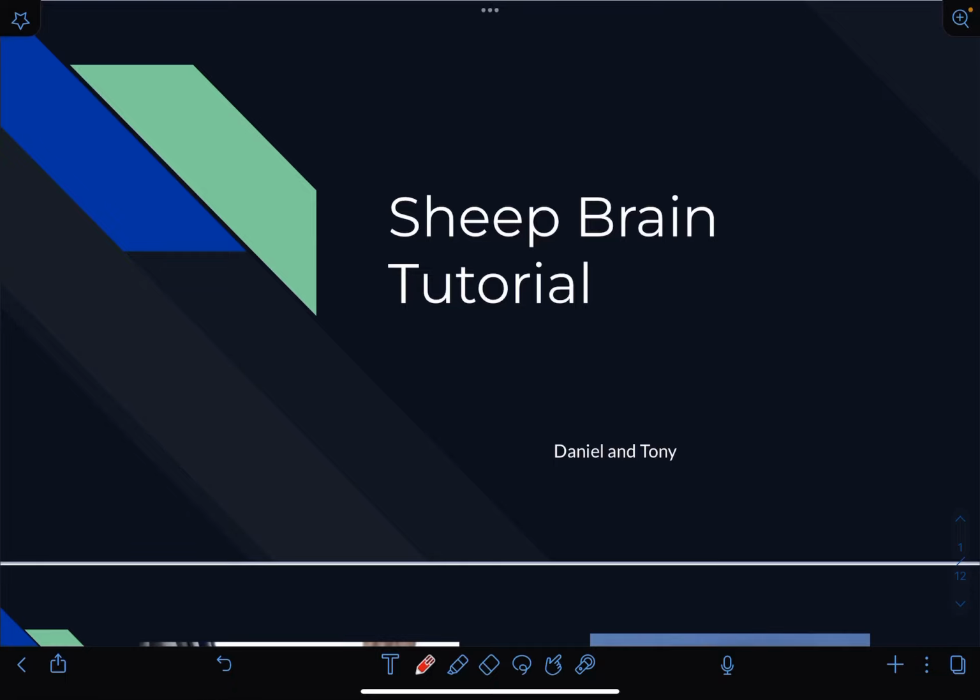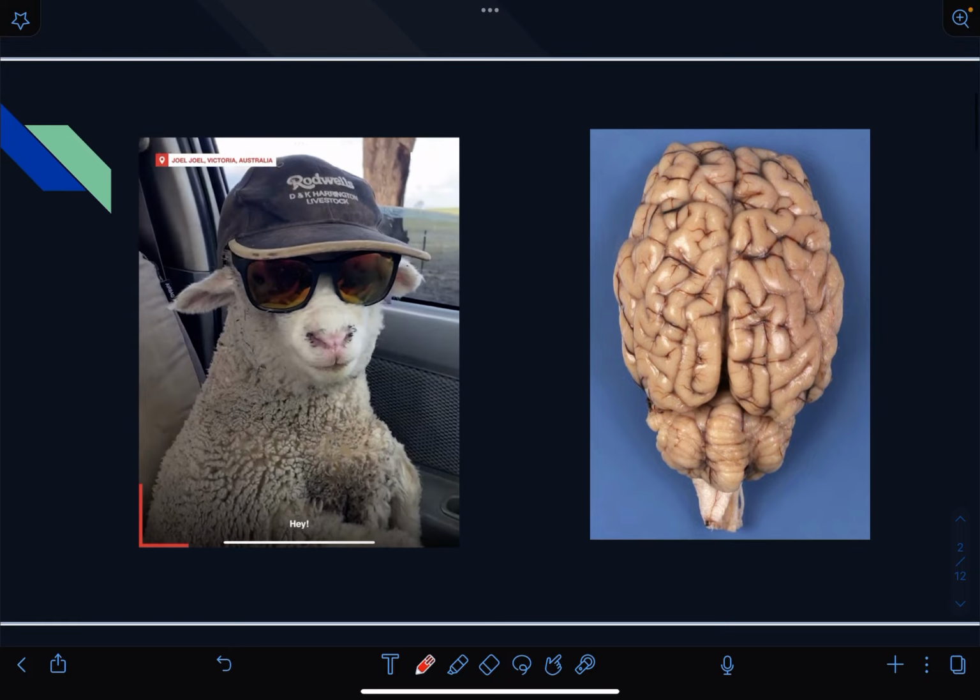Sheep brain looks like and its internal structures. So here we have my friend Rodwell right here, and this is not his brain, but this is another sheep brain. So here we have different parts of the brain. We're going to be making two cuts in this tutorial. We're going to be making a sagittal cut down the middle and a coronal cut through the side.